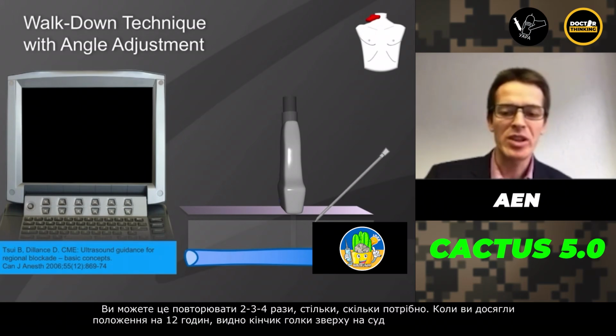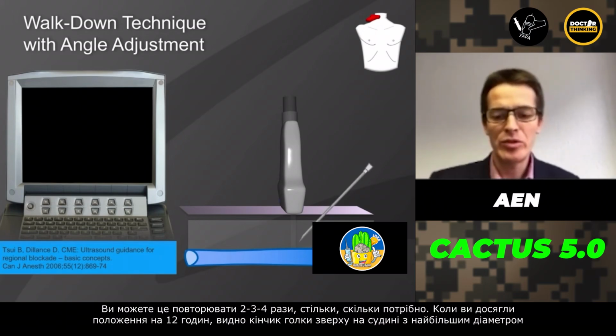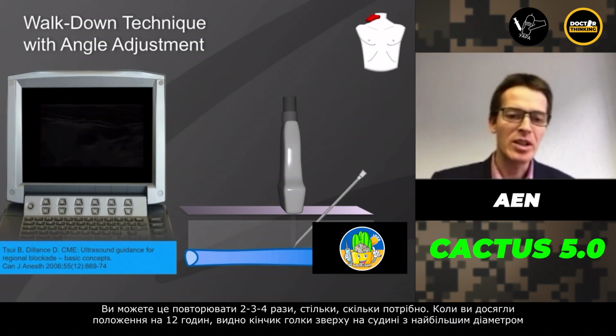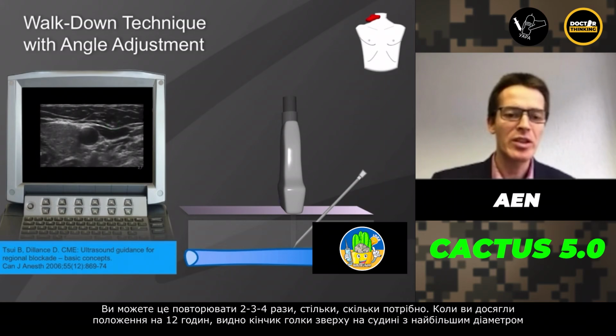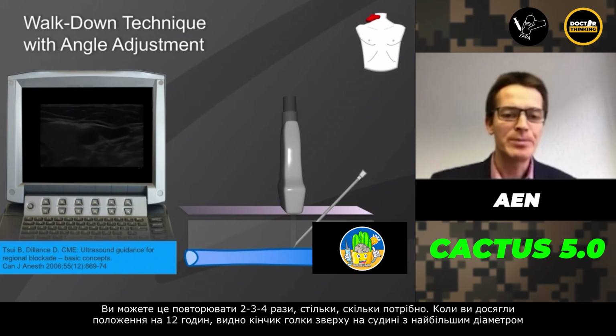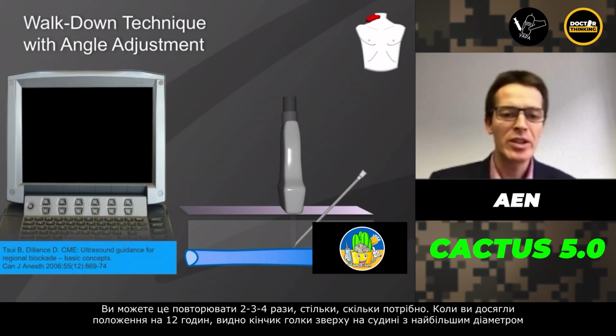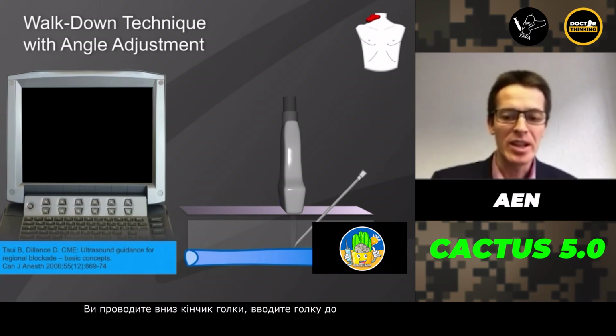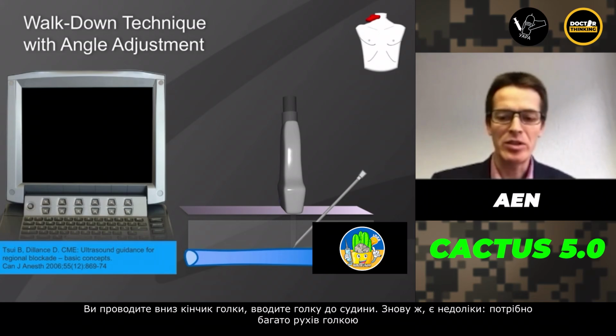So you may do this again. You may do it 2, 3, or 4 times, whatever is needed, until you are on the 12 o'clock position, and then you see how the needle tip sits on top of the vessel with the largest diameter just under the needle tip, and then you can put the needle in.